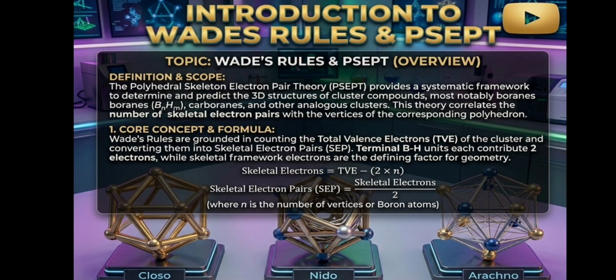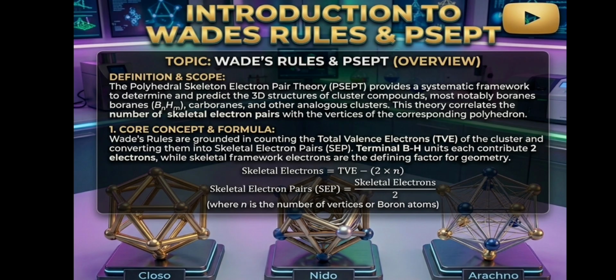As you can see at the bottom of the slide, these calculations lead us to 3 main structural types. Closo, a completely closed cage-like structure. Nido, a nest-like structure where one vertex is missing. Arachno, a web-like structure where 2 vertices are missing.